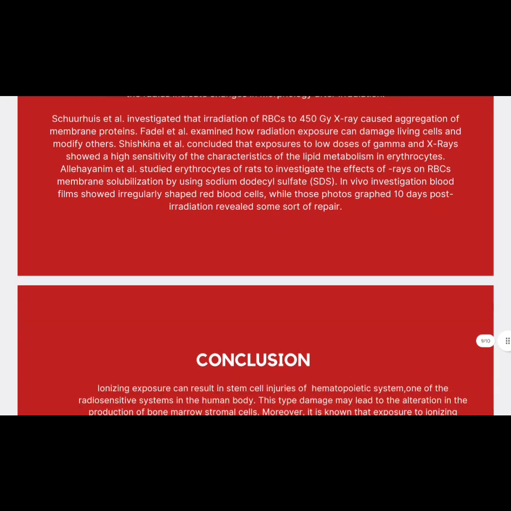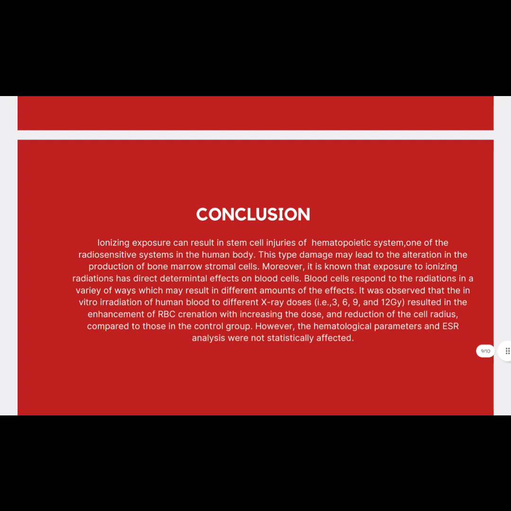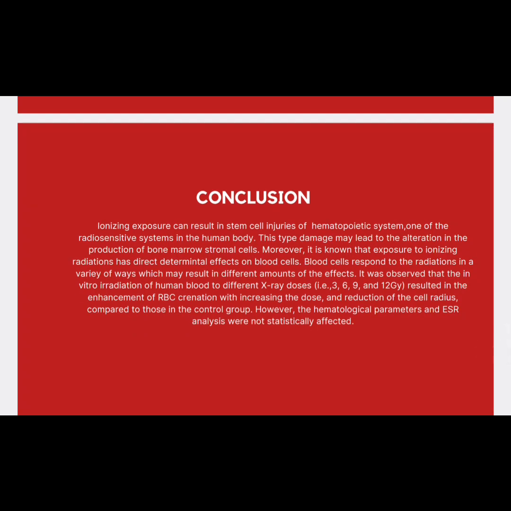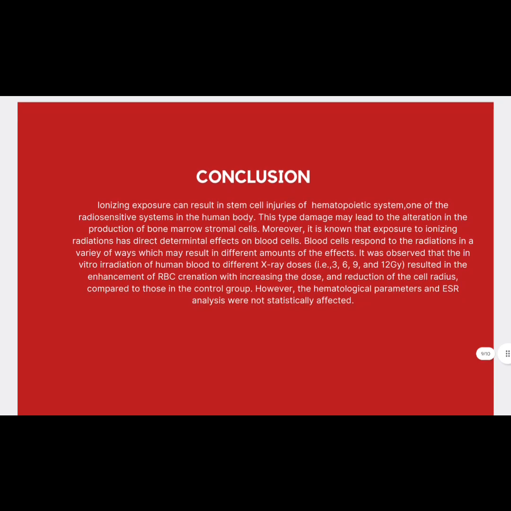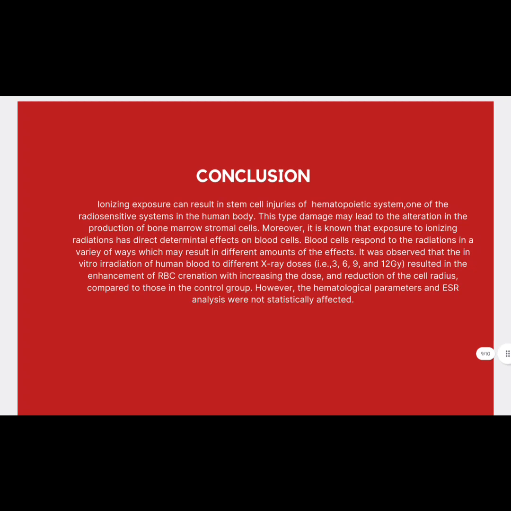Moving on to conclusion. Ionizing exposure can result in stem injuries of the hematopoietic system, one of the radio-sensitive systems in the human body. This type of damage may lead to alteration in the production of bone marrow stromal cells. Moreover, it is known that exposure to ionizing radiation has direct detrimental effects on blood cells. Blood cells respond to the radiation in a variety of ways, which may result in different amounts of the effects.